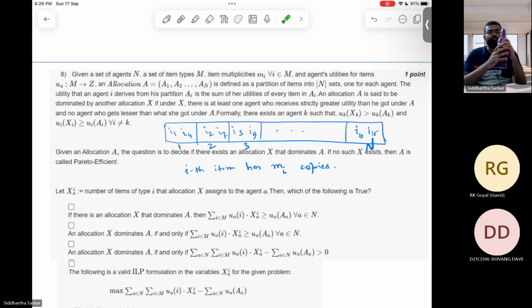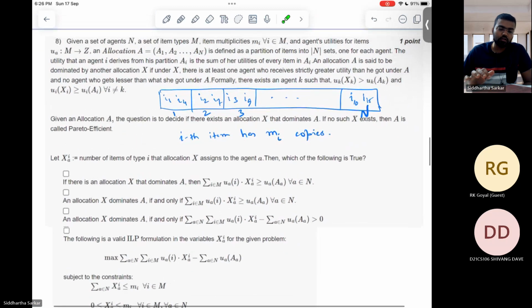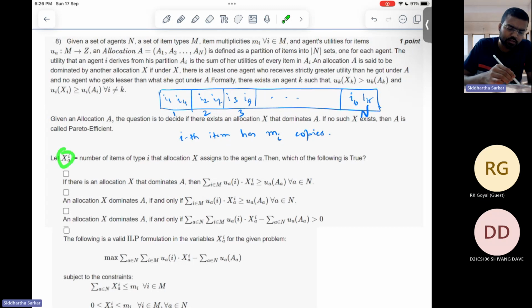This is the term people often refer to in game theory. If you have no doubts, then we can move on. Otherwise, I can repeat it. Then we can look at the question. Yes, so the problem formulation is clear. Okay, so let's look at the questions now.